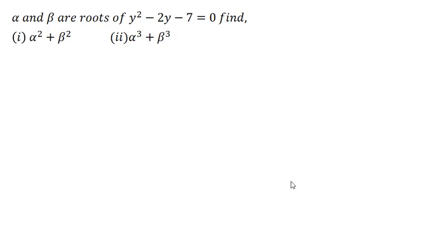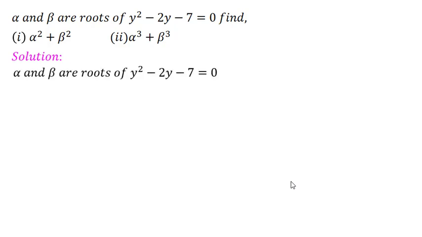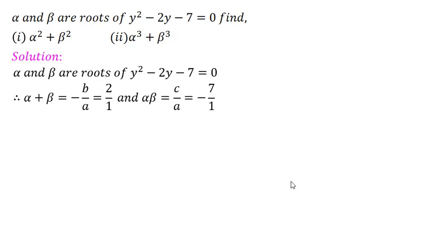Okay, now let us see the next question. Alpha and beta are the roots of y square minus 2y minus 7 equal to 0. I have to find alpha square plus beta square and alpha cube plus beta cube. Now here alpha and beta are the roots of y square minus 2y minus 7. So first I will find alpha plus beta, that gives me the answer as 2, and alpha into beta gives me the answer as minus 7.